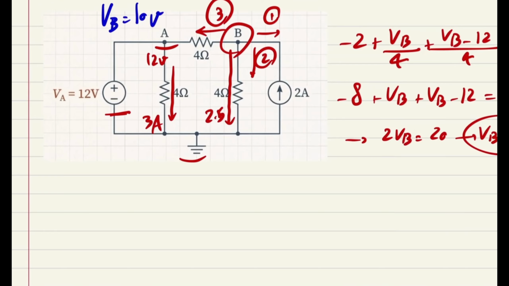Let me just fix that one for you. I have 2 amps that move this way, and I have 2.5. So obviously the direction of current should be this way. Let me use another color. It should be this way, and this is 0.5 amps. As simple as that. And we found every resistor current.